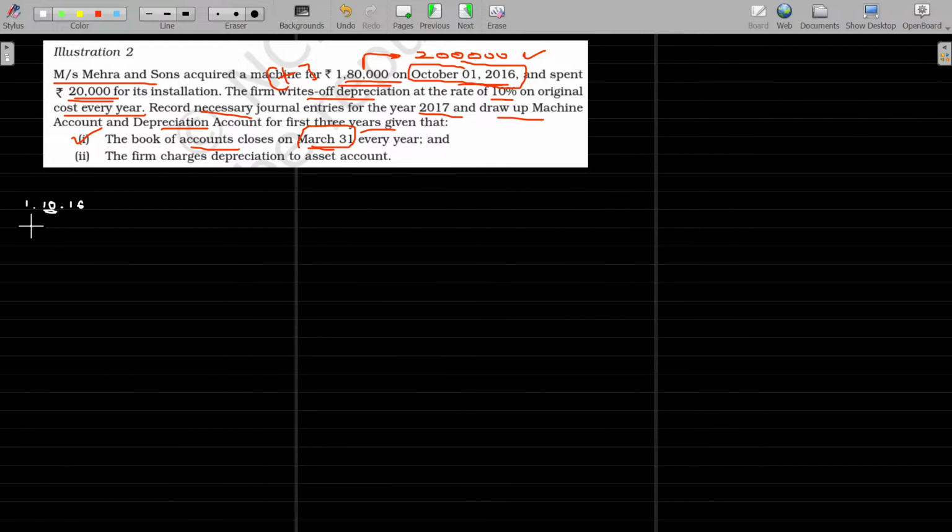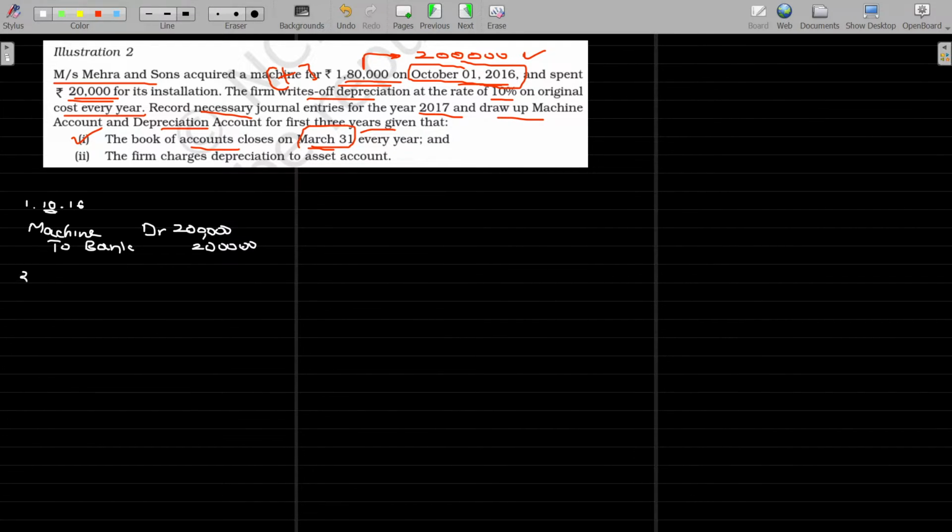Further, the journal entry being: machine account debit, to bank account, the value being 2 lakhs.